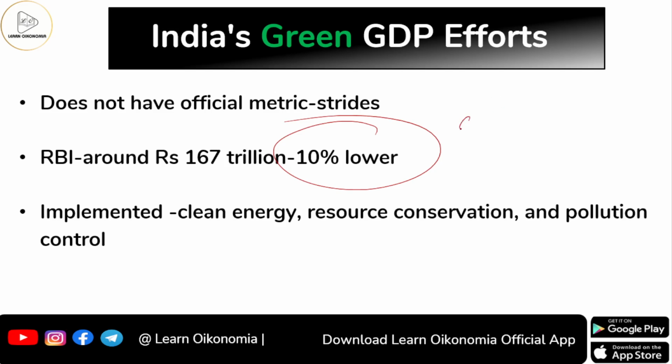RBI was able to identify that when we compare our green GDP with our traditional GDP, the green GDP would be 10% lower than the actual GDP, because that much bad effect is being created in our country as a result of our production. But we have taken several measures and methods to enhance clean energy, to enhance the conservation of resources, to enhance reduction in pollution, etc. So these are certain methods taken by India to enhance our role of protecting the nature.